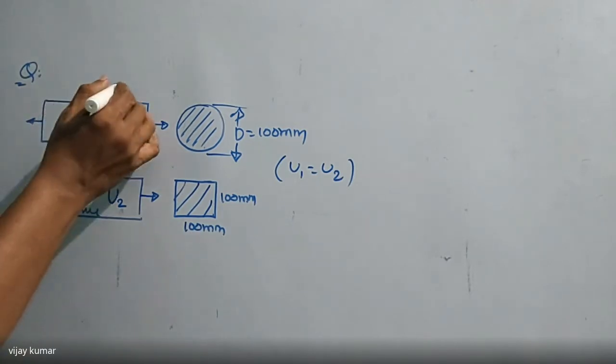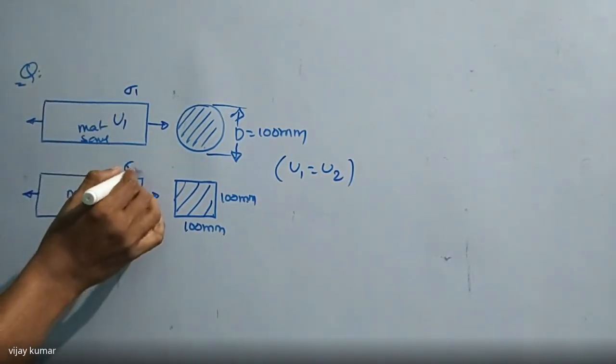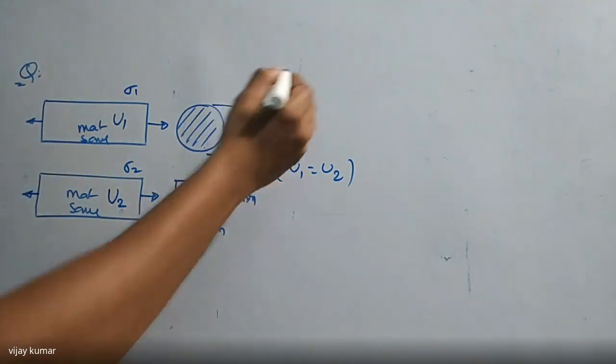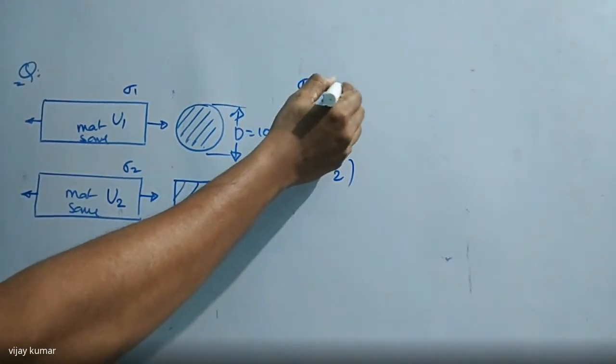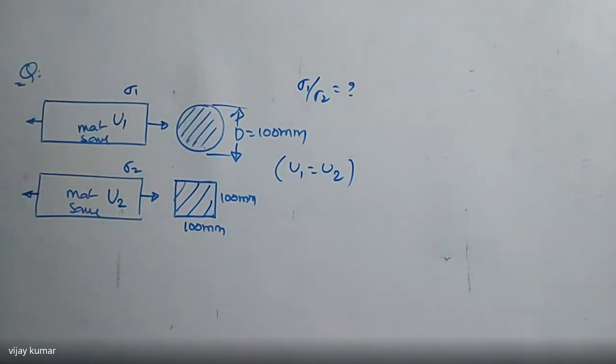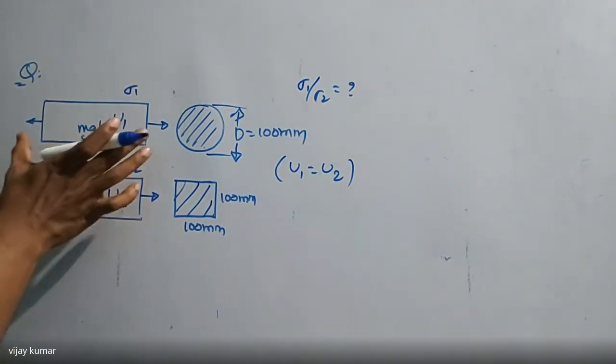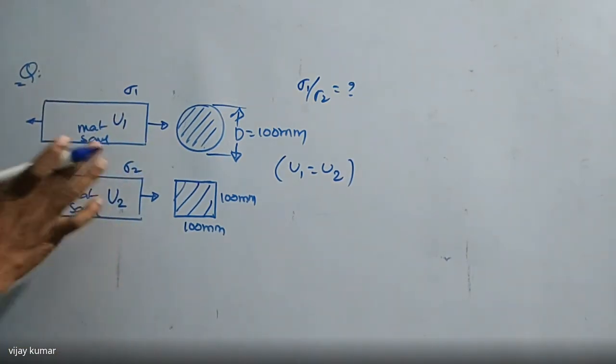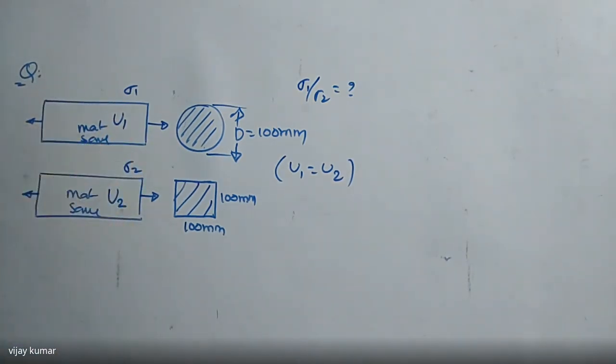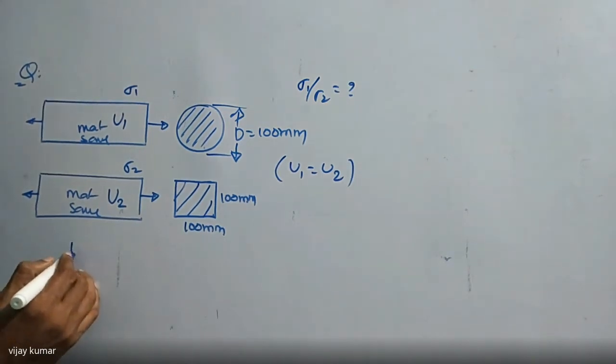Here we are writing sigma 1 and here sigma 2. They are asking for the ratio sigma 1 divided by sigma 2. Right, here I'm going to write it. This is also a uniaxial state of stress, so it is axial load, and it is a gradually applied load.